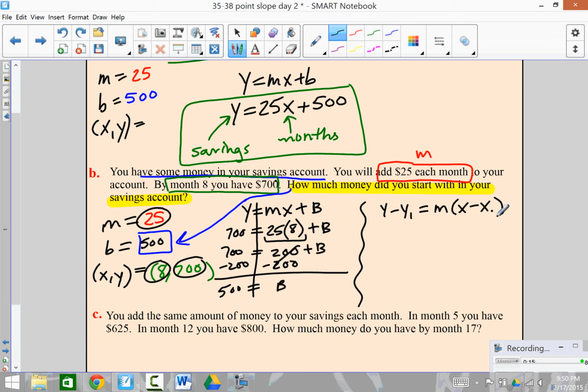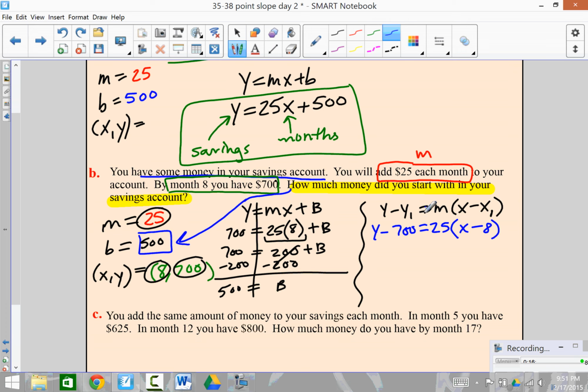Here's point-slope form. Now some people are going to choose point-slope form, and why do they choose it? Because what was given was a point and the slope. If a point and a slope were given, remember b wasn't given before we actually solved for it, then why not use the point-slope form? So watch how I plug in these numbers here. I'm going to have y minus my y1, which was the 700, equals m, which was the 25, times x minus my x1, which was the 8.